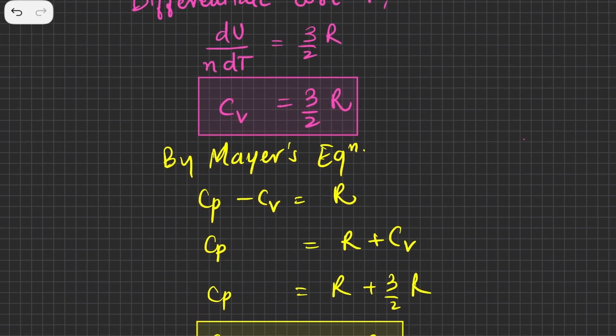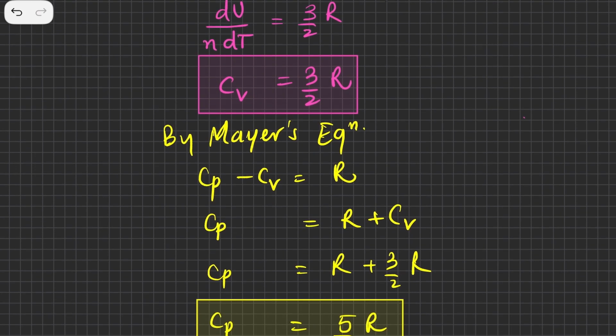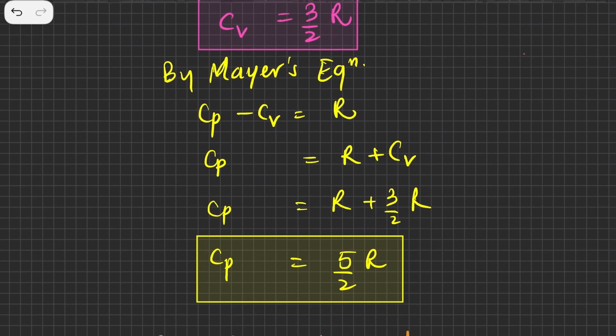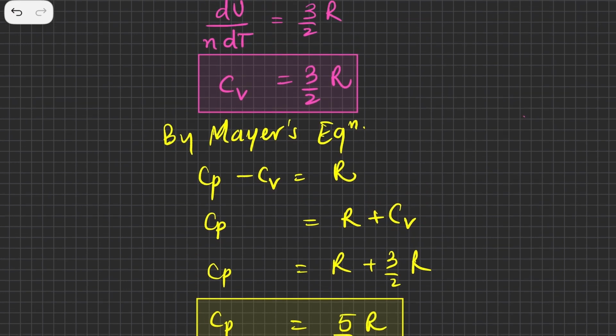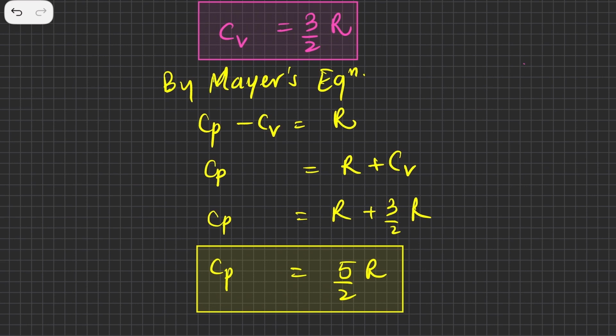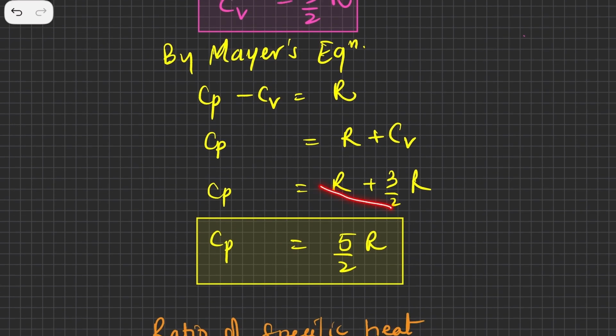Now in Mayer's equation we understood that Cp minus Cv for any gas is always a constant, and that is the universal gas constant. So Cp minus Cv, the specific heat at constant pressure minus the specific heat at constant volume, is equal to R. Move Cv to the other side, so minus R becomes plus, and I have already found Cv as 3 by 2 R. So 3 by 2 R comes here, and 2 ones are 2, 2 plus 3 is 5, so I get 5 by 2 R. That becomes our Cp, the molar specific heat at constant pressure.